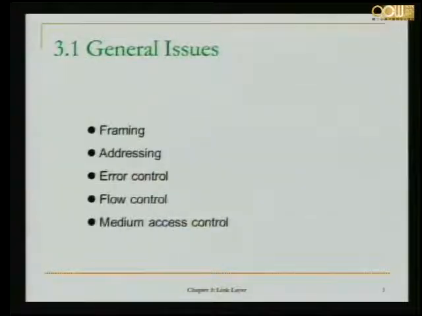Okay, addressing. If it's a point-to-point link, then it's trivial because there's only two stations on the link. At each end, there's only one station. So I'm sending a frame, the other side will receive it, and there's no addressing needed. However, in the broadcast link, you would need an address specified to signal who should receive this packet or who this packet is destined for. Okay, so you need addressing.